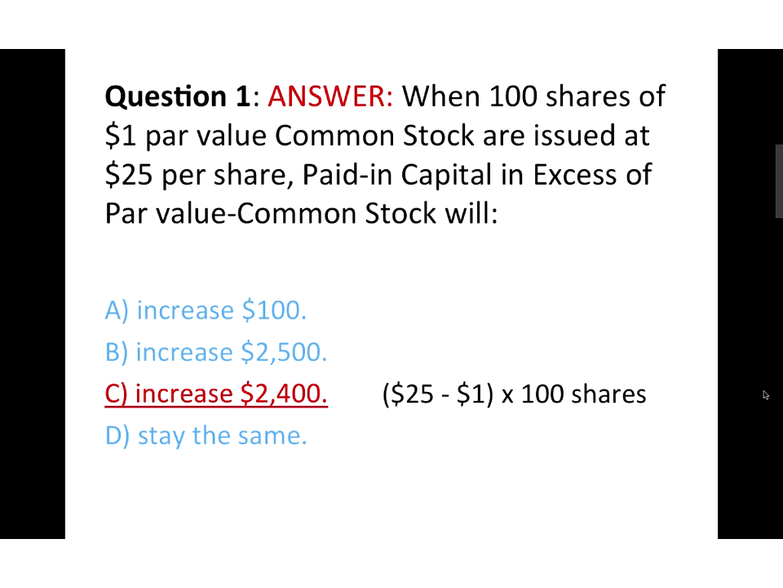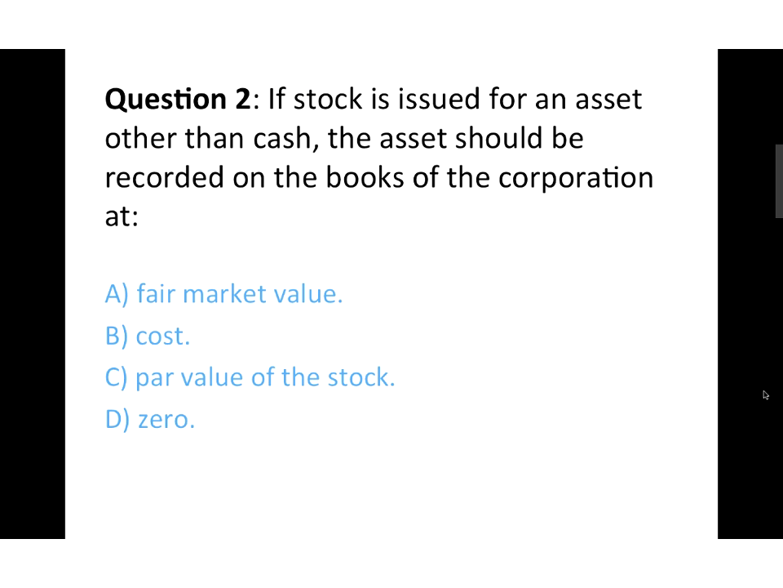Okay, one more to try. This is not computational. If stock is issued for an asset other than cash, the asset should be recorded on the books of the corporation at what? So we're issuing stock in exchange for a piece of equipment that we need, or a shareholder's given a building to the corporation. So when we issue stock for an asset other than cash, the asset should be recorded on our books at what? At fair market value, at cost, at par value, or zero.